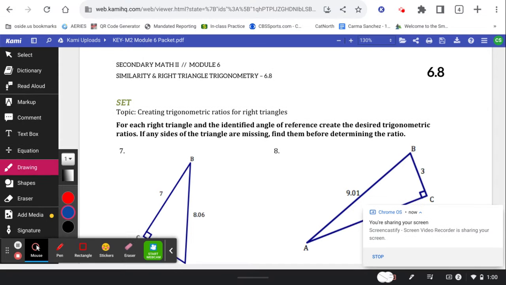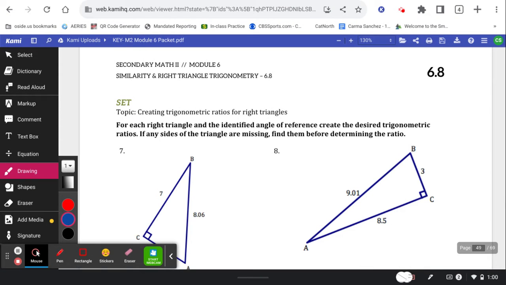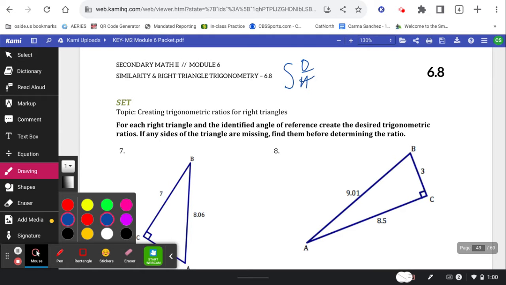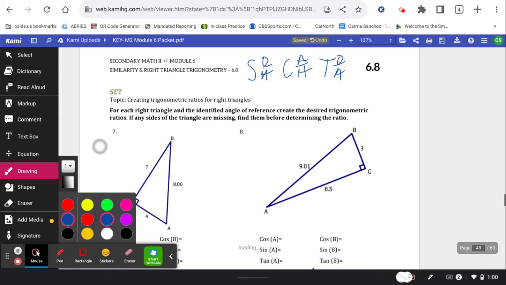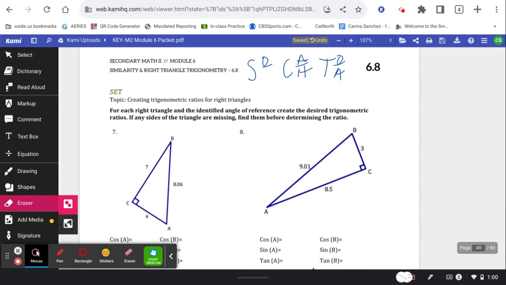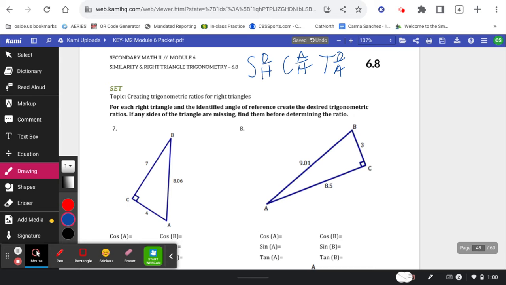Okay, we're on the 6.8 set, and we're going to use our new trigonometric ratios for right triangles to get some side ratios here. So I'm going to write SOH CAH TOA across the top here so that we can reference this as we're going. So the sine, the S function, is the opposite over the hypotenuse. The cosine is the adjacent over the hypotenuse, and the tangent is the opposite over the adjacent.